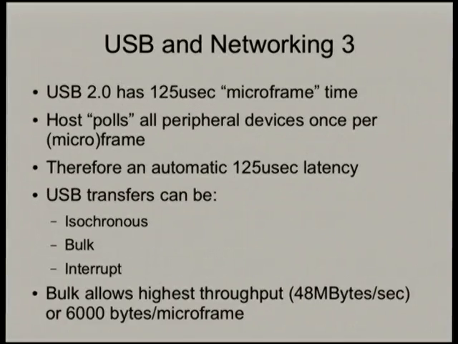Well, USB 2 has a 125 microsecond microframe time, so the host or the controller polls all of the peripheral devices on its tree every microframe, every 125 microseconds. And so for a network interface, you've got an automatic 125 microsecond latency, because when a packet arrives in your USB network adapter, the host may not be coming around to poll for that data from that device for up to 125 microseconds. So that's a bit of a bottleneck, and causes performance issues.